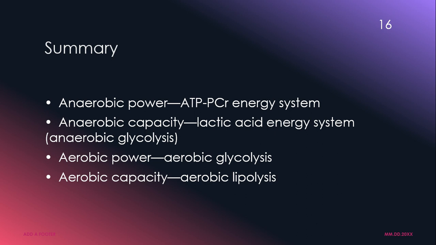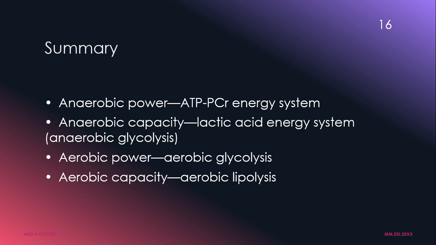Three human energy systems have been classified on the basis of their ability to release energy at different rates of speed. They are the ATP-PCR, lactic acid, and oxygen energy systems. The ATP-PCR system is for anaerobic power, lactic acid for anaerobic capacity, aerobic glycolysis system for aerobic power, and then aerobic lipolysis system for aerobic capacity.